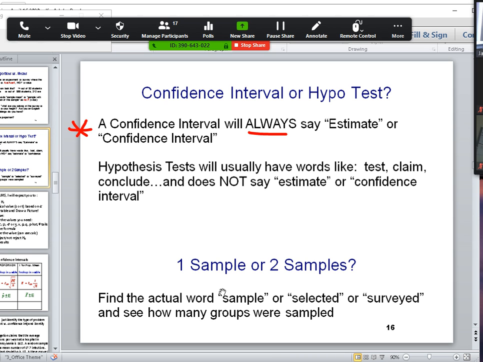One sample or two samples. Find the actual word sample, or sample in disguise, which would be like selected or surveyed, and then see how many groups were actually sampled. If you find your sample size, that's the key, because sample size will always be a sample. If you only have one sample size, then you only have one sample. If you have two sample sizes, then you can have two samples. All right.